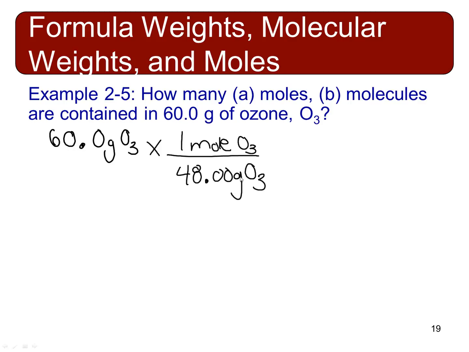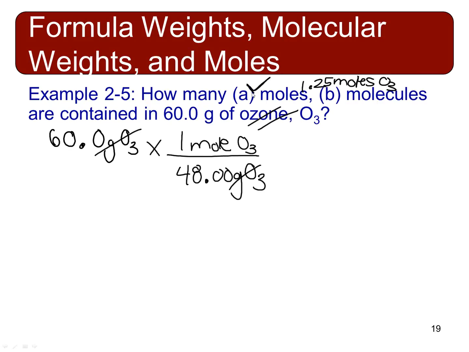If we were to stop here, we would get our moles. So we cancel here, and we take 60 divided by 48. We would get 1.25 moles of ozone. If we were to stop right here, that would give us the answer to A.